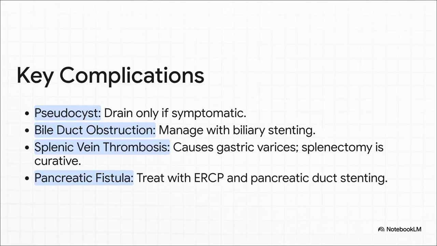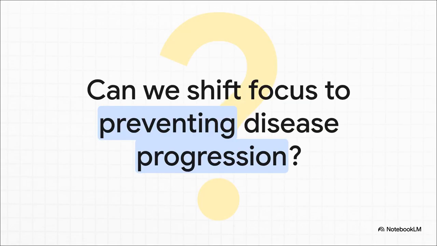You see a pseudocyst, leave it alone unless it's symptomatic, then you drain it. The fibrosis is squeezing the bile duct, it's going to need a stent. You find a splenic vein thrombosis, you better start worrying about nasty gastric varices, and remember, a splenectomy is curative. And if the patient develops a pancreatic fistula, your first move is usually an ERCP with a stent. Got it? Good.